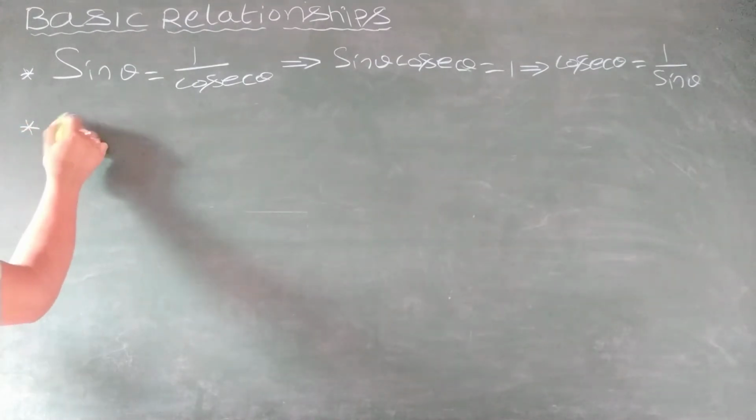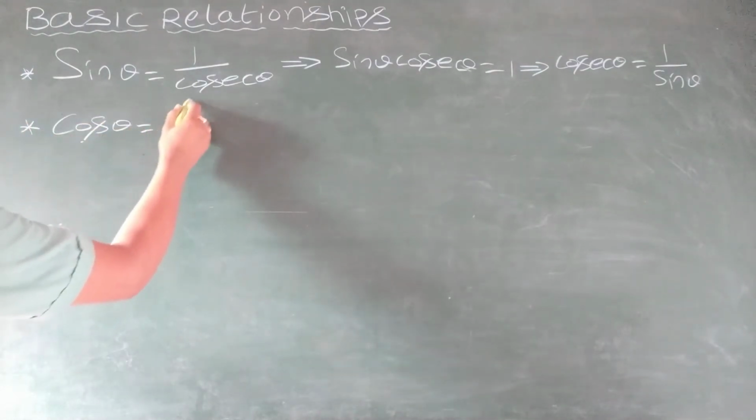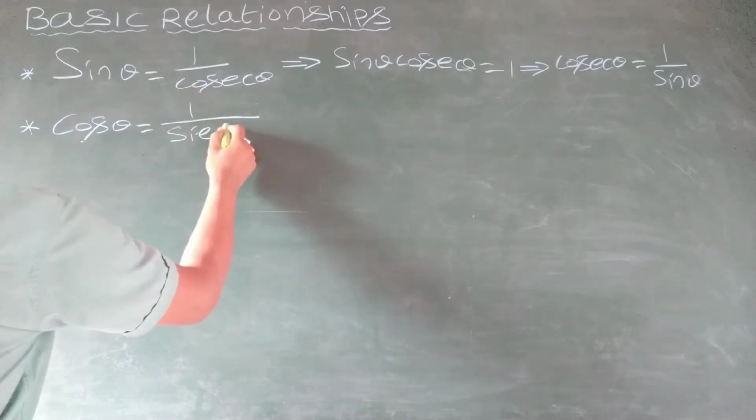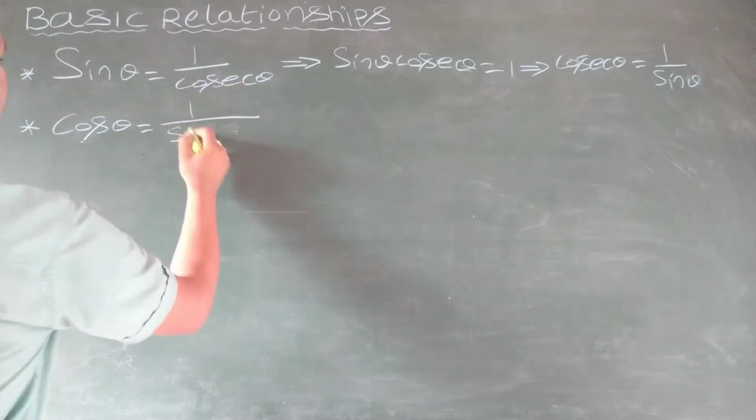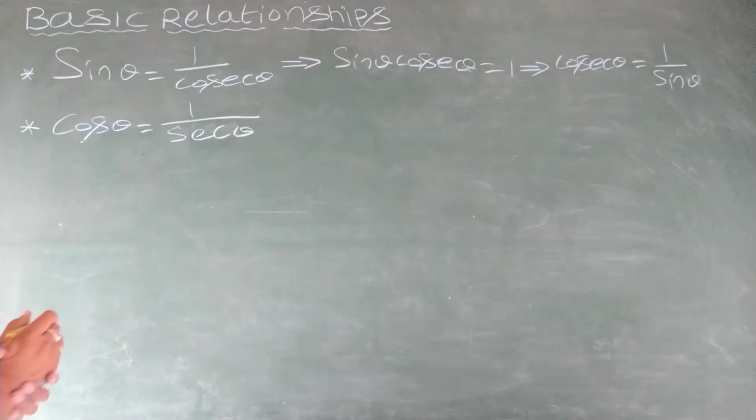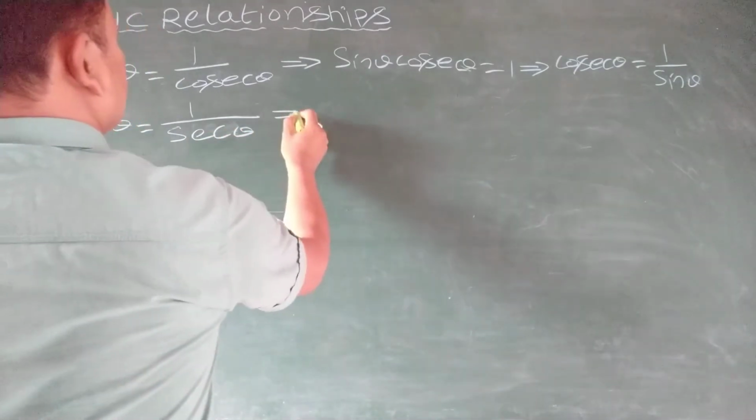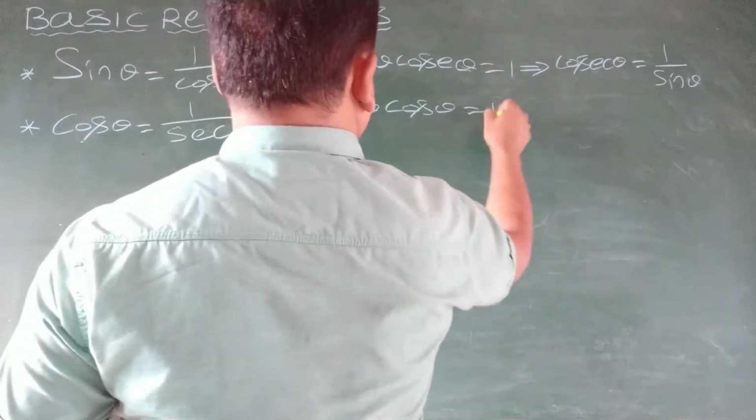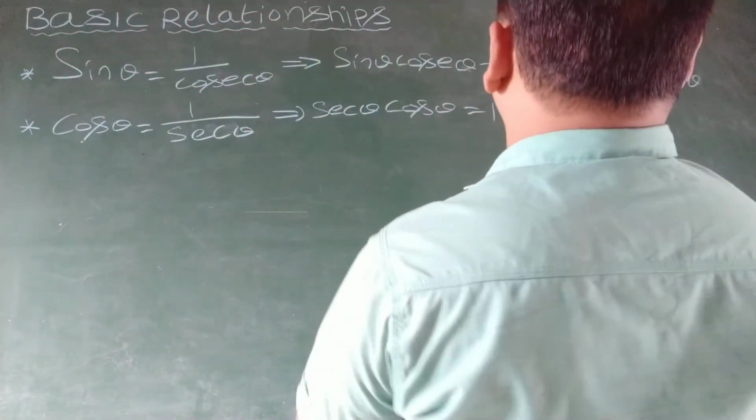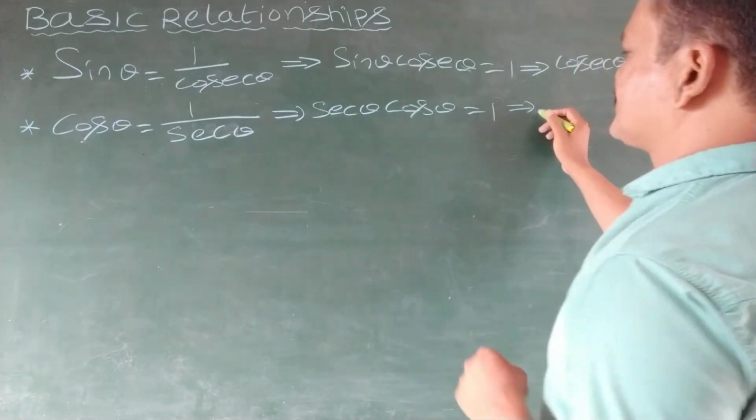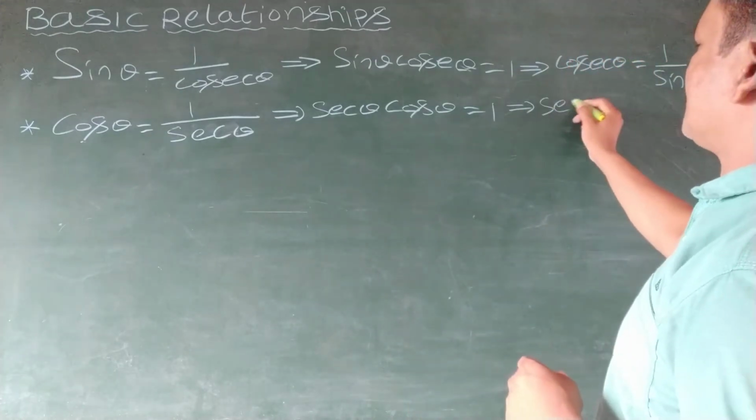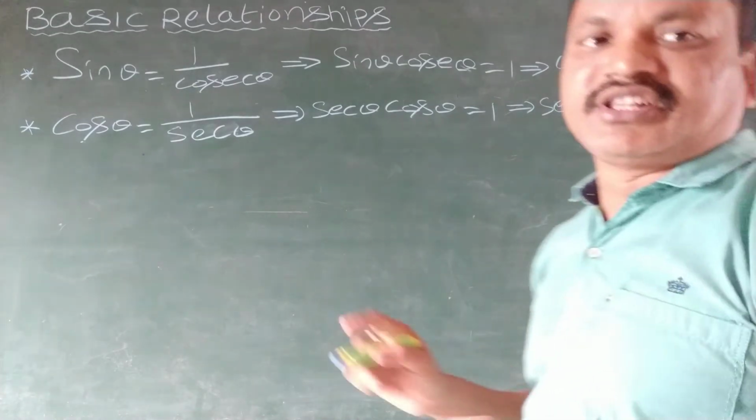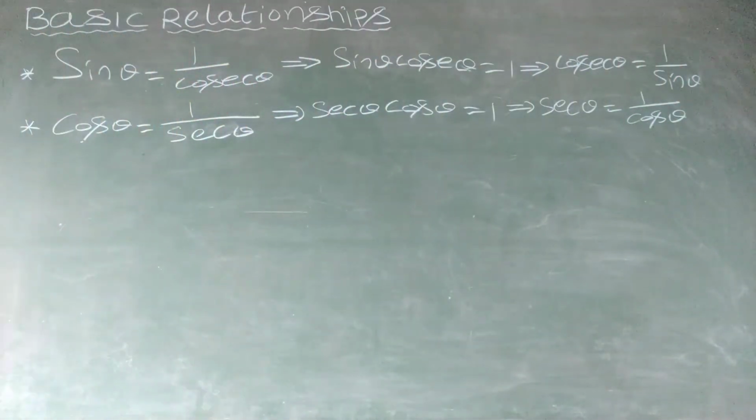Similarly, cos theta is equal to 1 by secant theta. It gives secant theta into cos theta is equal to 1. So the product of these two functions is 1. This can be written as secant theta is equal to 1 by cos theta. That's why these two are reciprocal to each other.